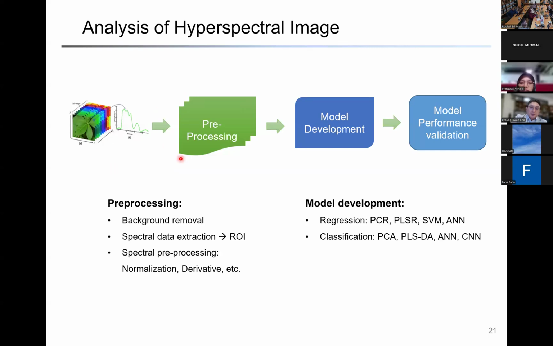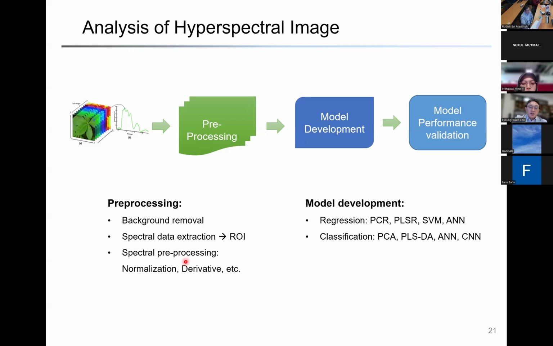Okay, so first, after collecting hyperspectral images, we need to remove the background. This is the image, but we want to focus only on the target material. Background is not necessary. So we need to remove background information first, and then we can extract spectral information from our target area. Right? After that, we need spectral preprocessing. I will talk about preprocessing in detail.